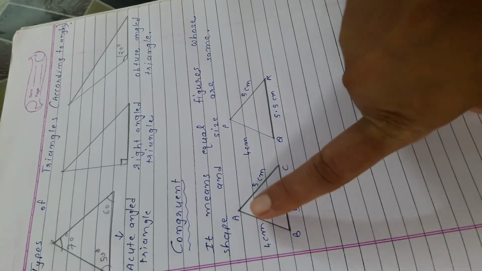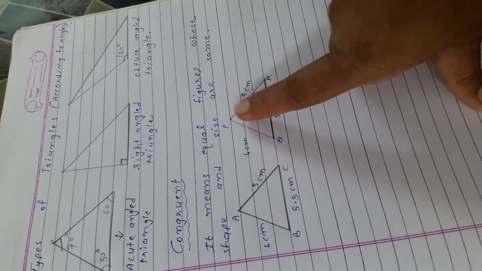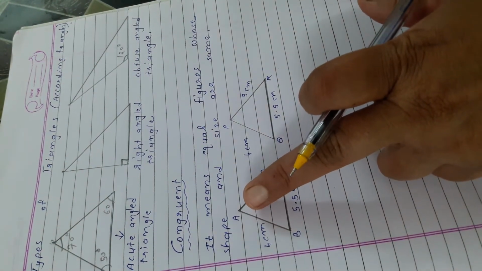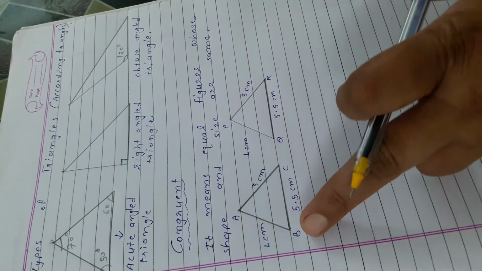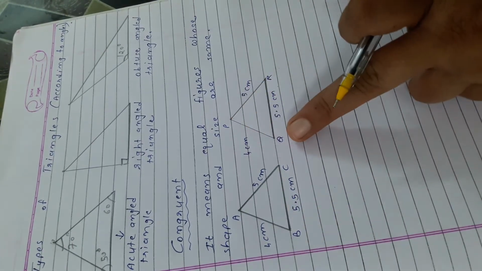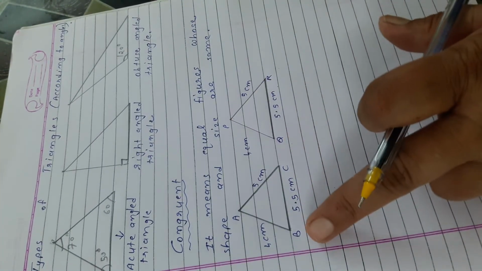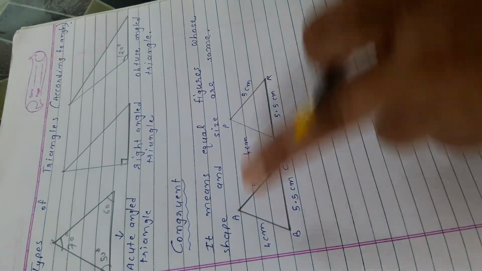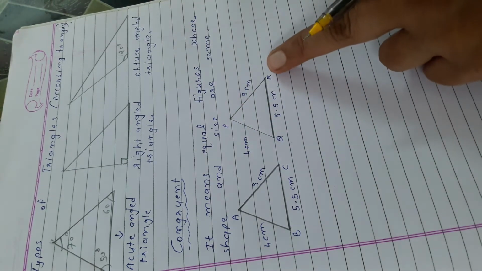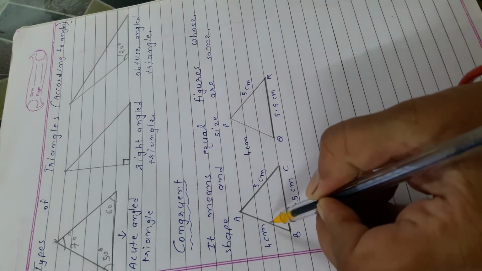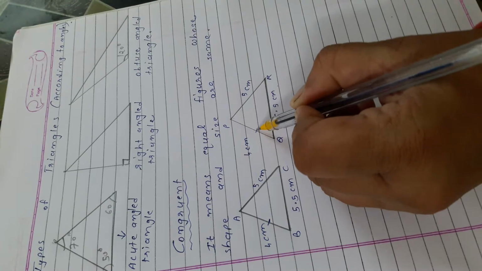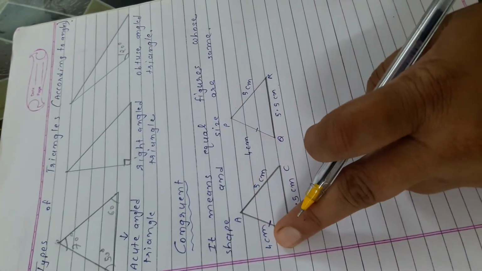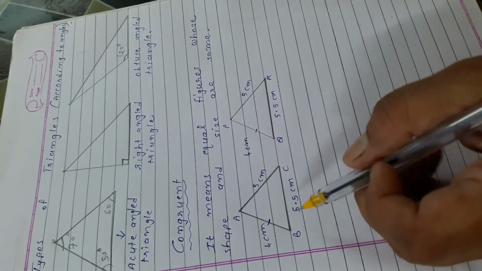See that here we have triangle ABC and another triangle PQR. Here in this triangle, AB is 4 cm. Here PQ is also 4 cm. Here BC is 5.5 cm. Here QR is 5.5 cm. AC is 5 cm. PR is 5 cm. Here AB corresponds to PQ and both are the same. That is, AB equal to PQ.